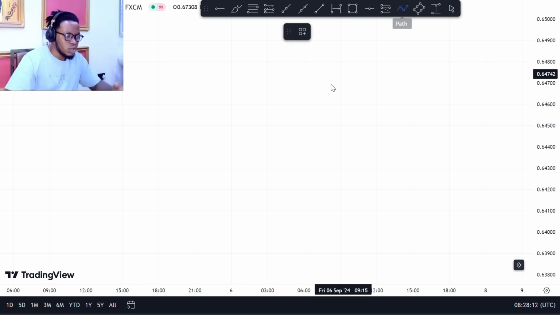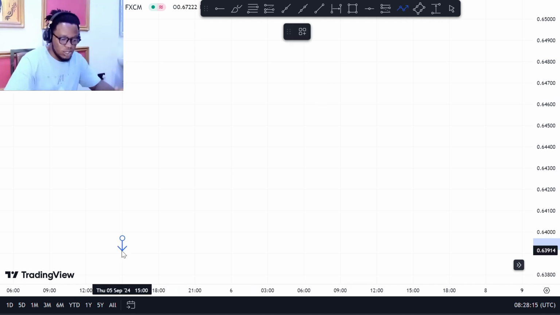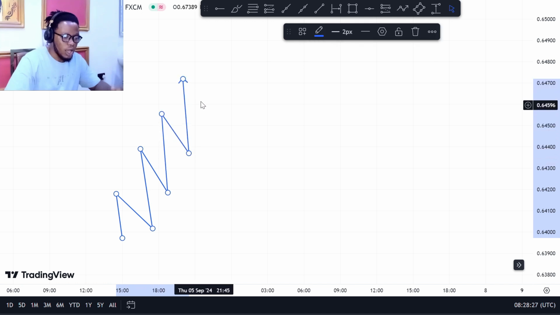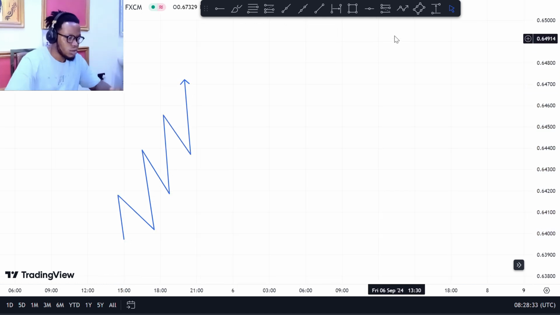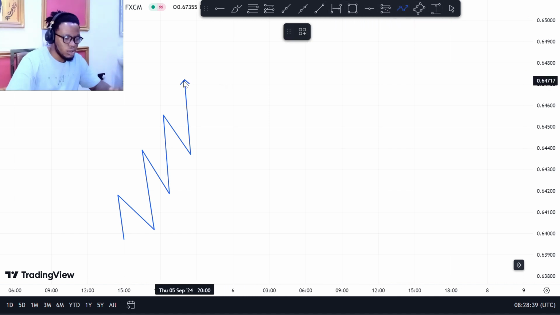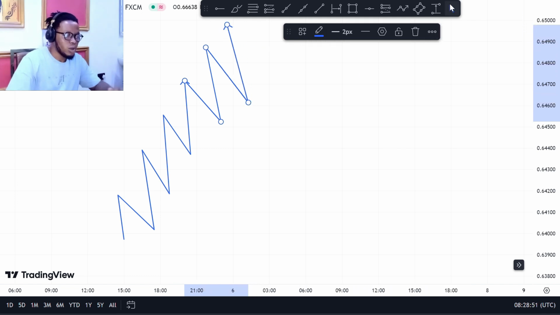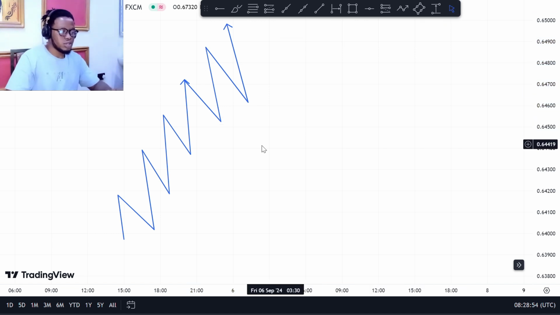So in the uptrend you'll be having something like this, which is called the higher high, the higher low, higher high, continuously, higher low, higher high, higher low, higher high. Now this is how it works. Let me show you something.